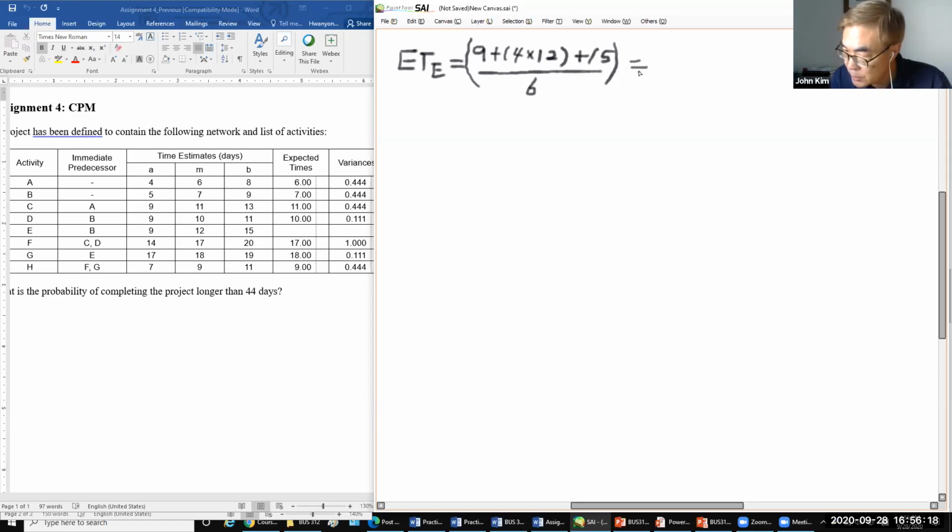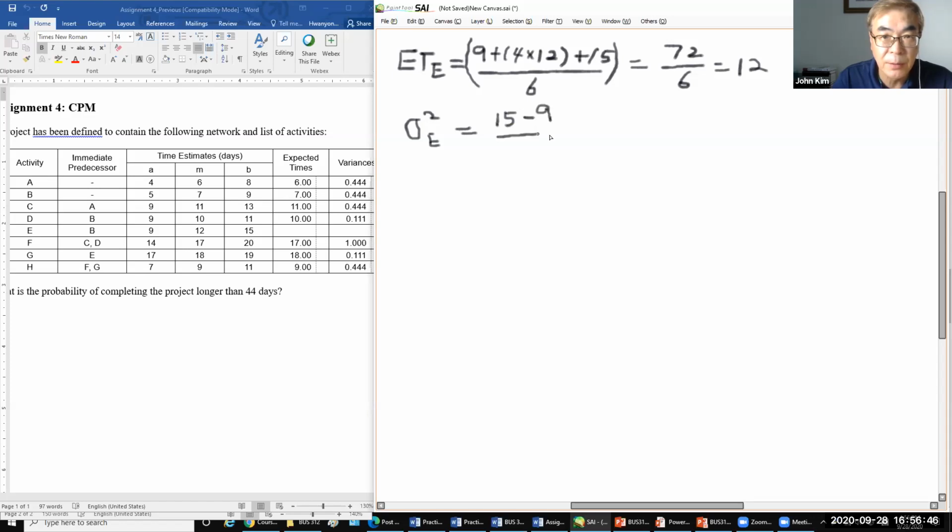So the answer is 72 divided by 6 equals 12. And then the next one is this one. Variance for E equals ((B minus A) divided by 6) squared. So (15 minus 9) divided by 6, squared, equals 6 over 6 squared, which equals 1.